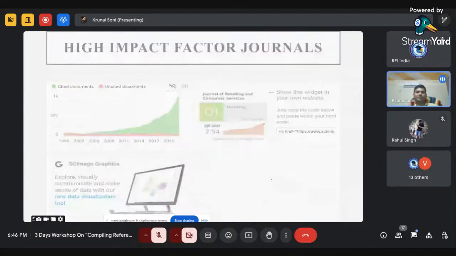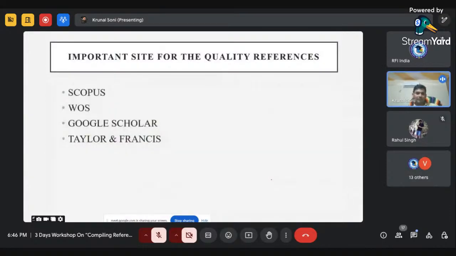You can see this important site for quality journals. All these good quality journals you can always get from the Scimago website. Clear? You should always go to scimago.com, where you will have all the categorization of the journals, through which you can fetch them.